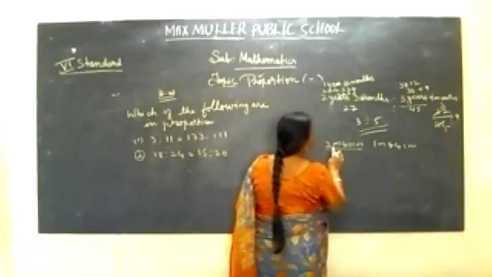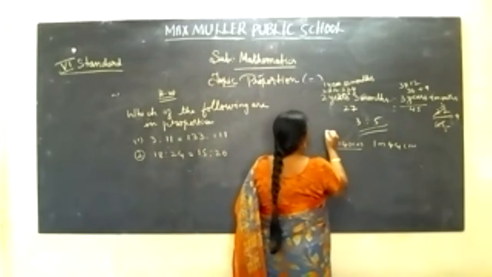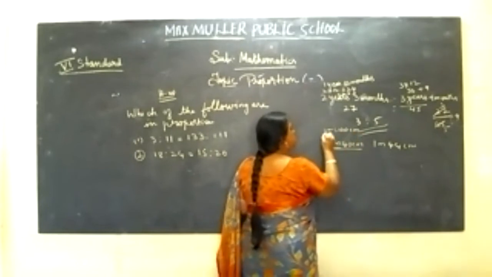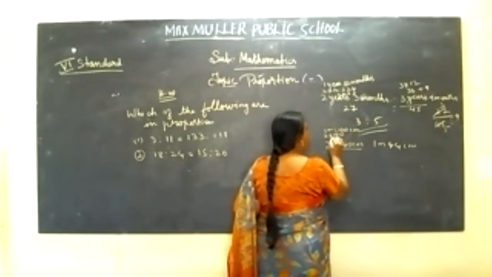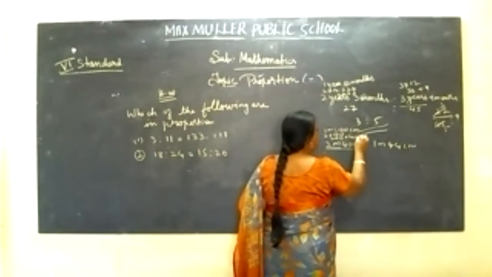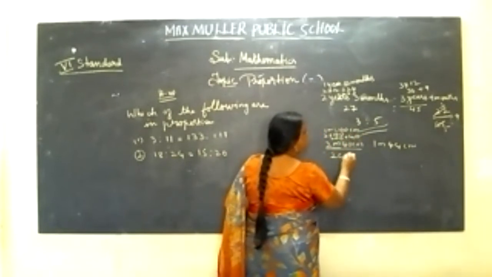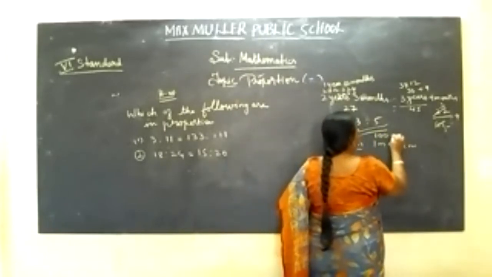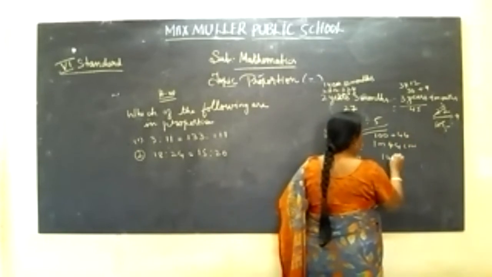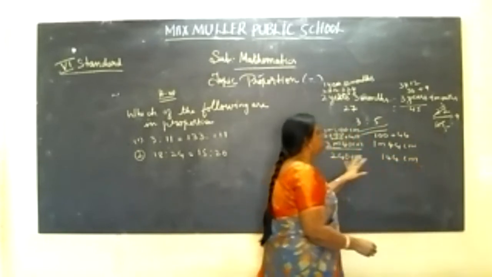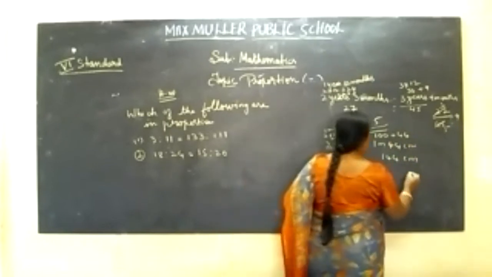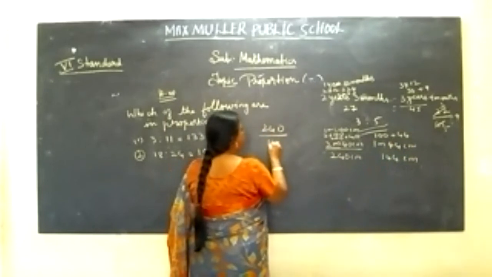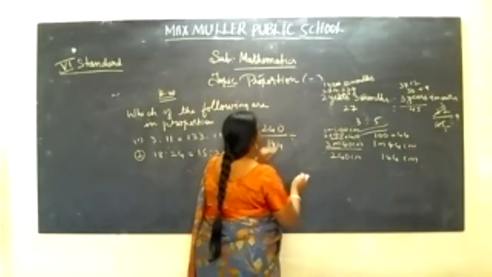Here, 1 meter equal to 100 centimeter. So 2 meter equal to 2 into 100, 200. 200 plus 40, how much did we get? 240 centimeter here. On this side, 1 meter equal to 100 plus 44, 144 centimeter. Now you should find the ratio of both. So 240 by 144. Now here both are divisible by 2.